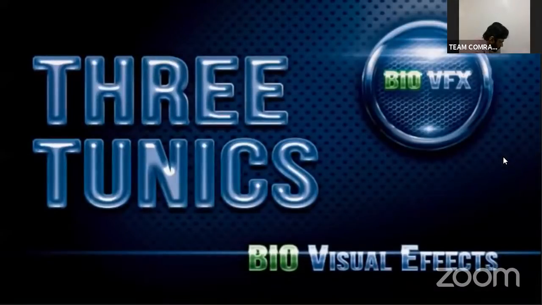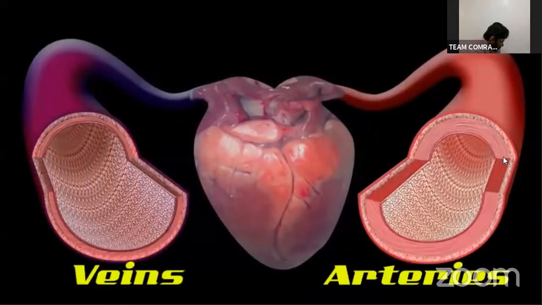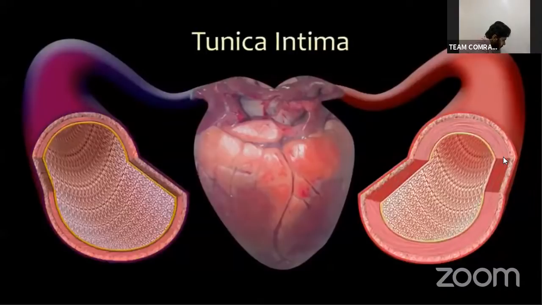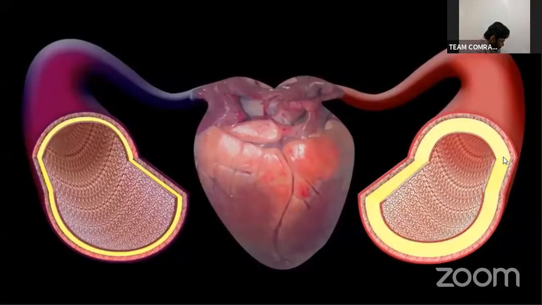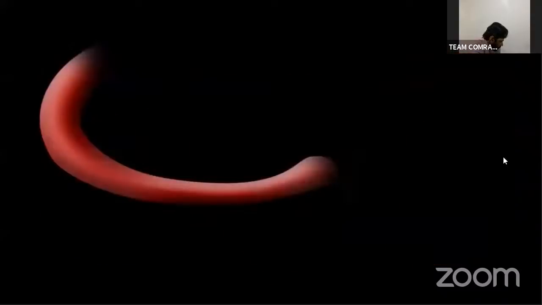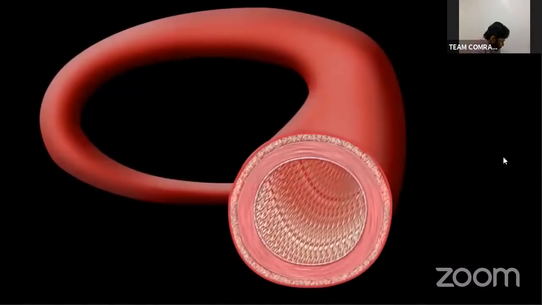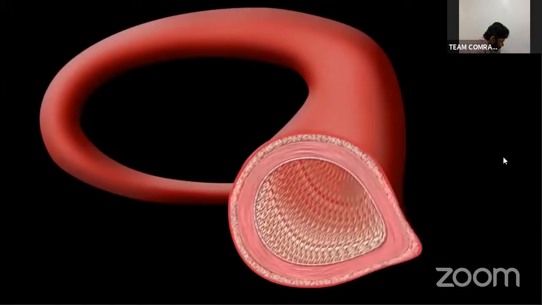Arteries and veins are each made up of 3 tunics, or coats. The outside layer, tunica externa, the inside layer, tunica intima, and the middle layer, tunica media. In this video, I will only talk about the tunica media. The tunica media is the middle layer of the blood vessel. It is the muscle layer that allows for the vessel to constrict. It also contains elastin, which allows the vessel to stretch and rebound like a rubber band.